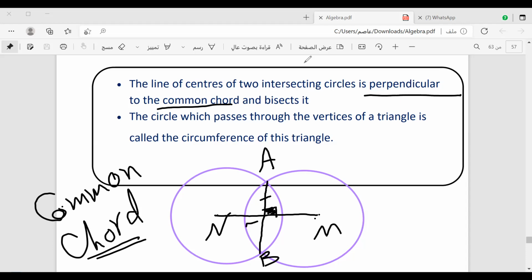So for example, if this is E, then EA equals EB. That is this part. What is the next part? It says the circle which passes through the vertices of a triangle is called circumcircle. This word is wrong, its name is circumcircle. A circumcircle passes through the vertices of a triangle.